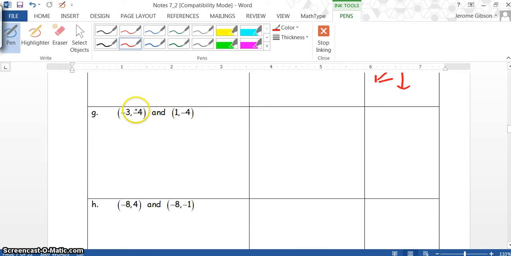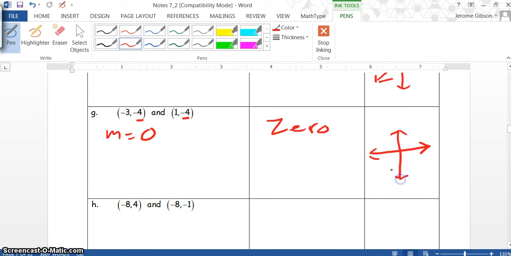Now, we come here. Now, if you look here, our y values are the same and our x is not. So our slope is 0. And now we could draw a visual representation of that. And it has to be a horizontal line.